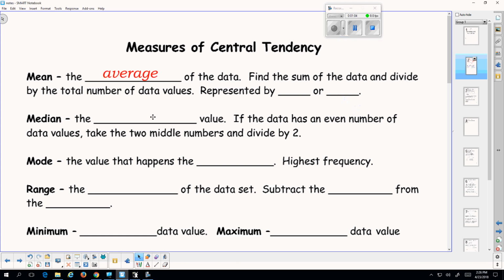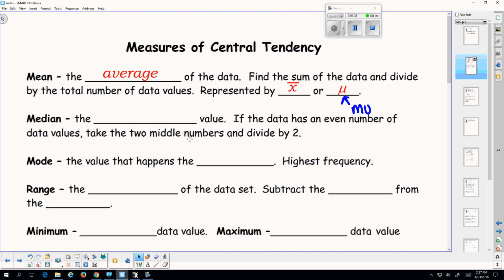The mean is the average, okay? And that's when you find the sum of the data and then divide by the total number of data values. So you add up all the numbers and divide by how many numbers there are. This is represented by, we call this X bar, because it's an X with a bar on top. Or you might see it as the Greek letter mu, okay? And it basically looks like a U, but there's a tail out in front. So if you see either one of these, that means the mean.